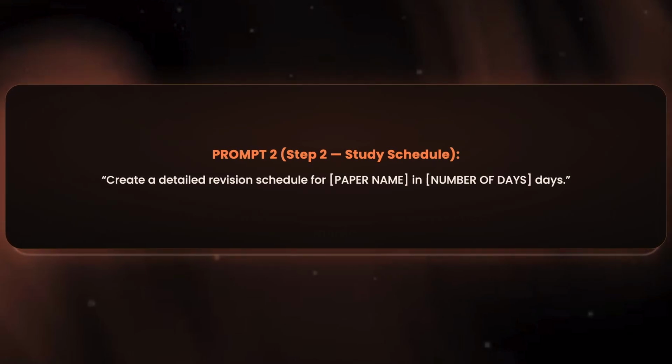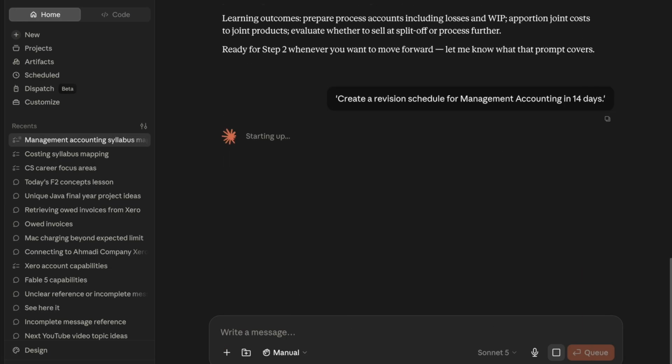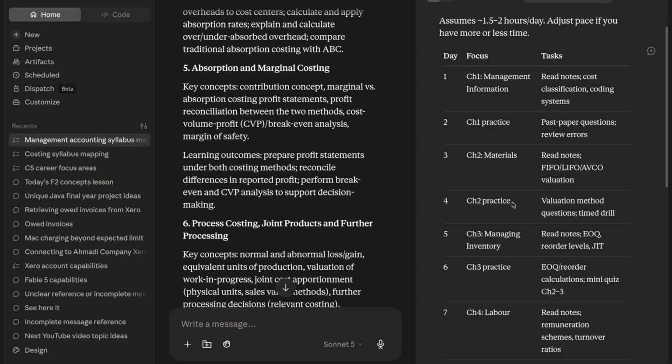Let me show you a real example. If I would do management accounting next, I will replace it with create a revision schedule for management accounting in 14 days. Why 14 days? Because management accounting has more calculations than BT did. It needs more practice time. And you can adjust or modify the days of your practice according to your preferences, but 14 days would be the best for management accounting.